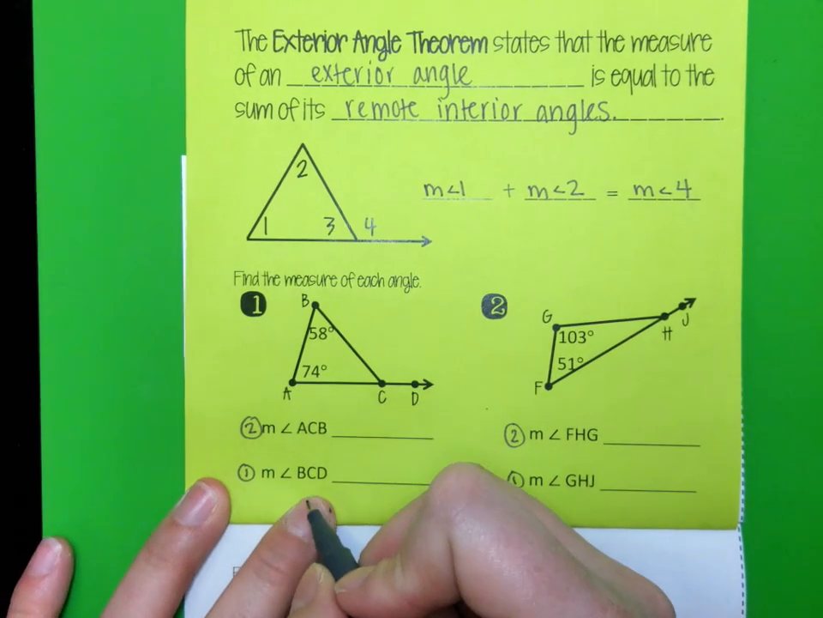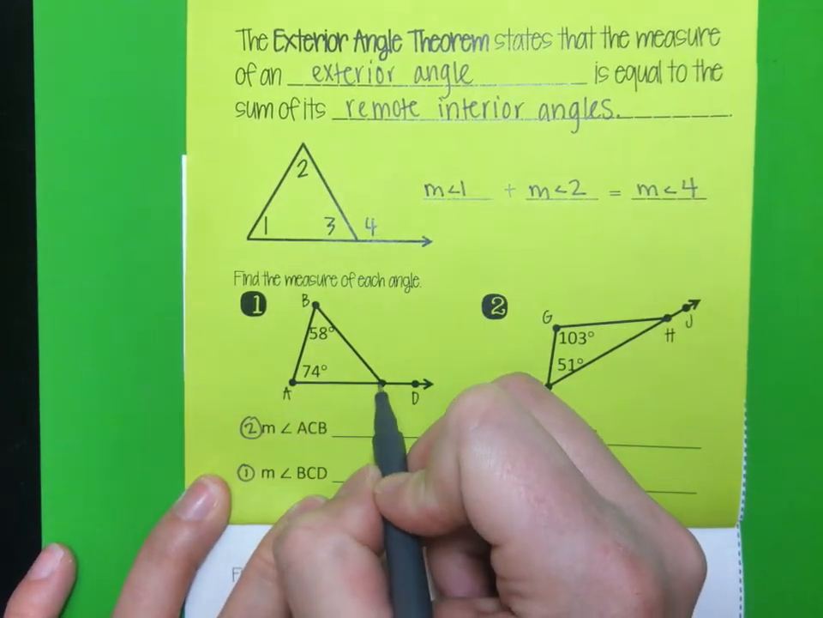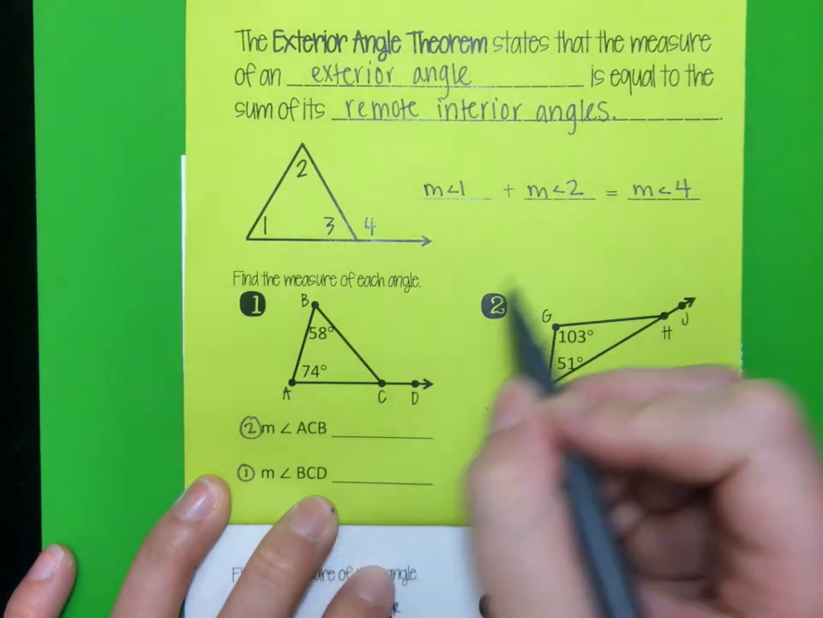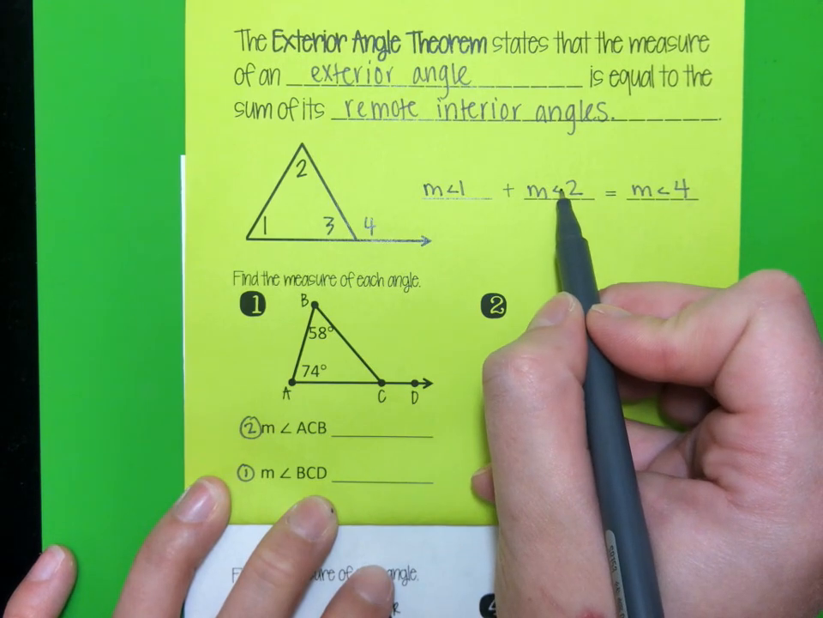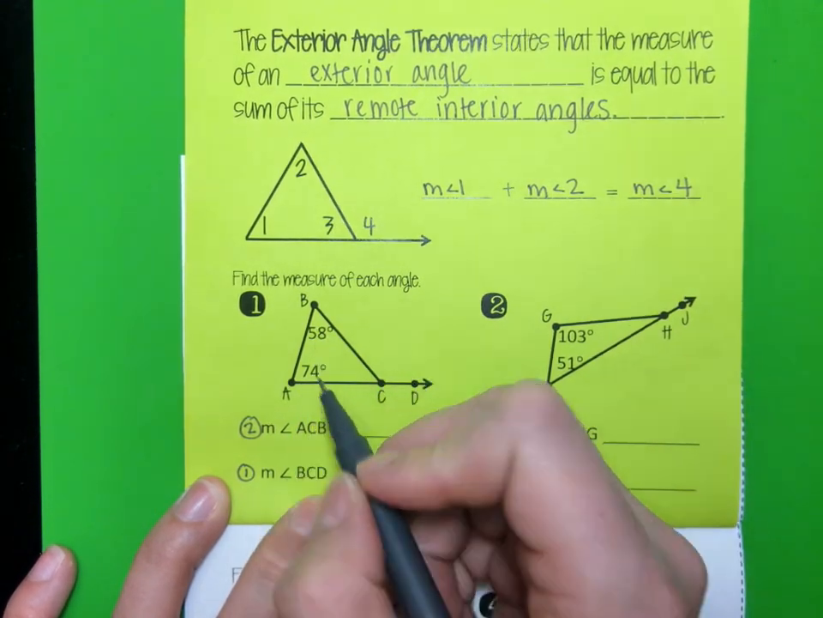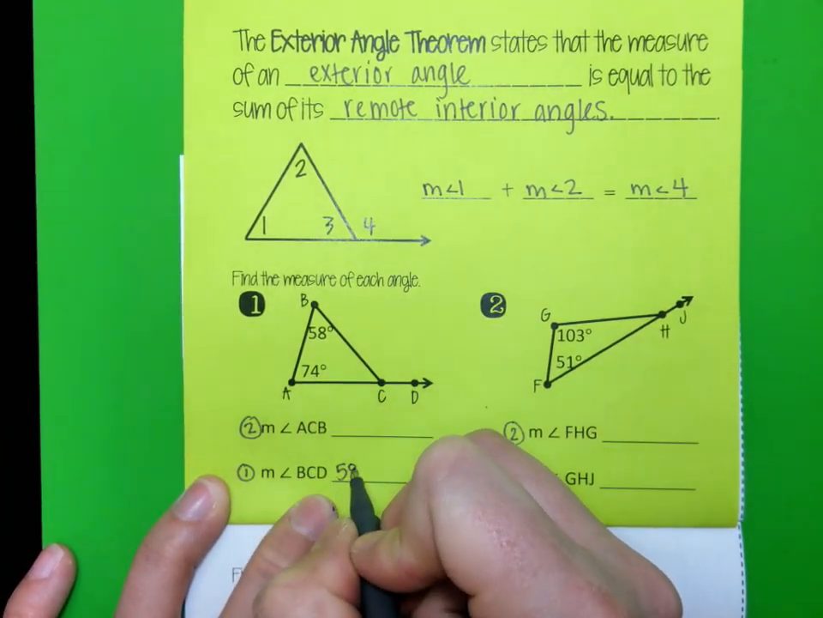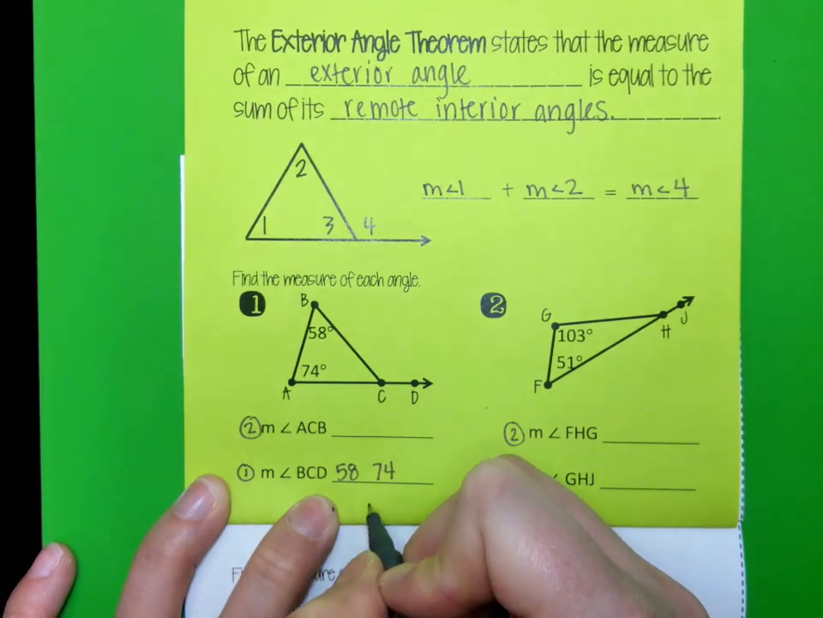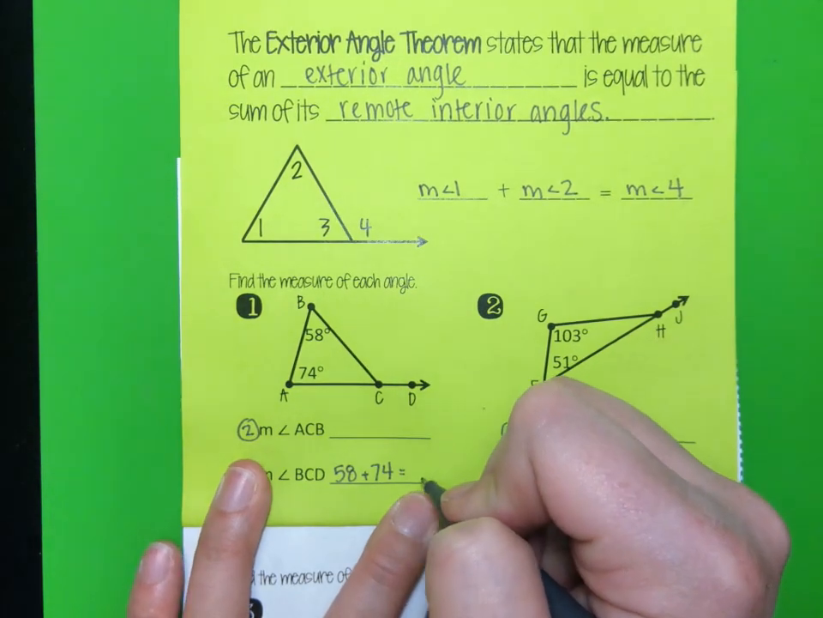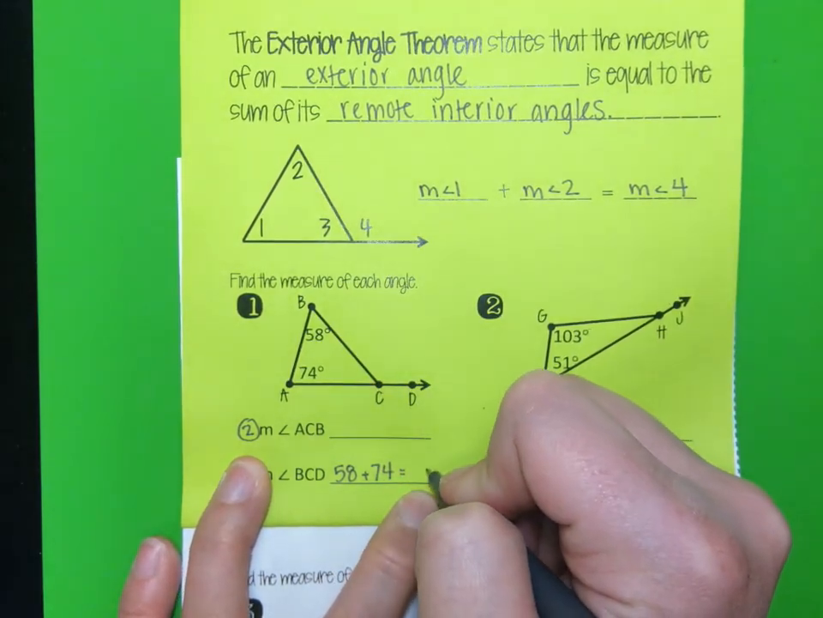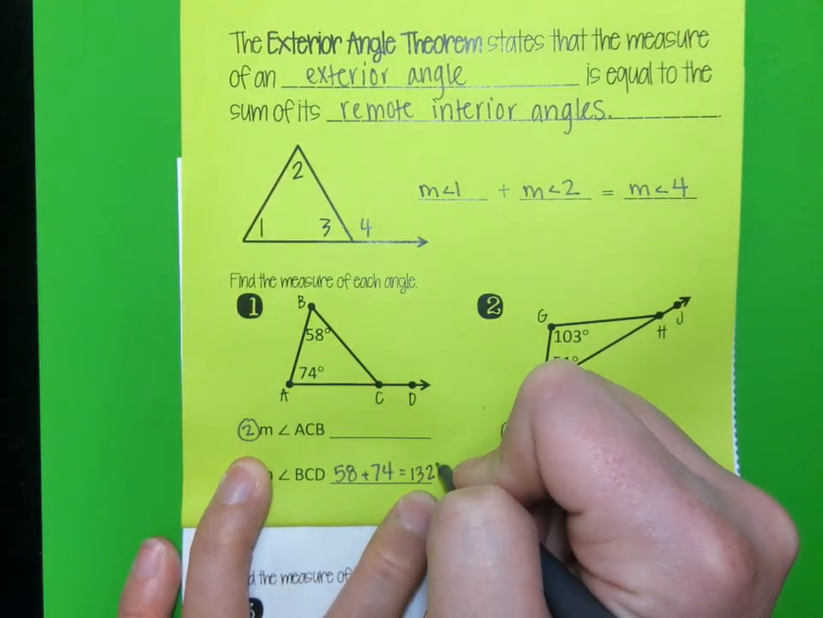So if you think about measure of angle BCD, that's your exterior angle. We know that our exterior angle is equal to the sum of our two remote interior angles. So I'm going to take my two angles inside, which are 58 and 74. I'm going to add them together. And when I add them together, they end up equaling my exterior angle. So we get 132 degrees.